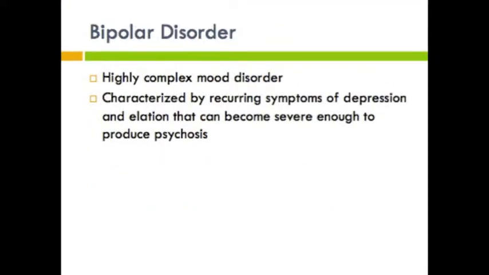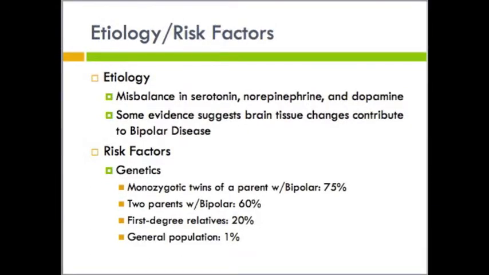So, how does schizophrenia compare to bipolar disorder? Well, bipolar disorder is a highly complex mood disorder. It is characterized by recurring symptoms of depression and elation or mania that can become severe enough to produce psychosis. The etiology and risk factors for bipolar disease include the imbalance in serotonin, norepinephrine, and dopamine. Some evidence suggests that brain tissue changes contribute to bipolar disease. For the risk factors, the main one is genetic predisposition.